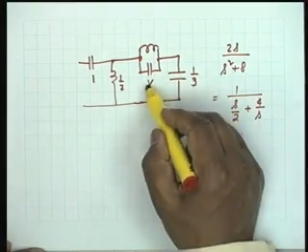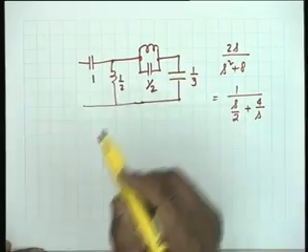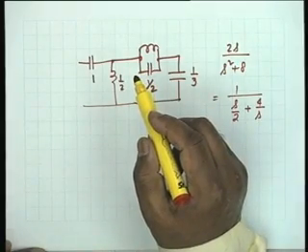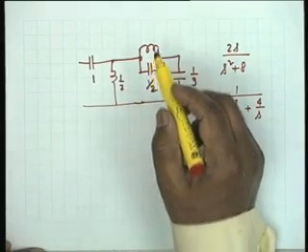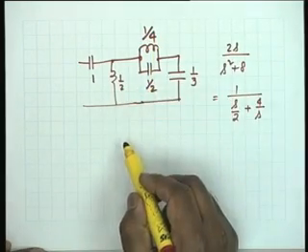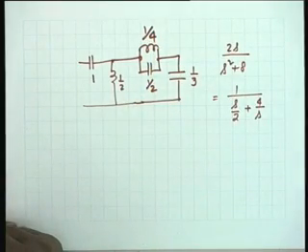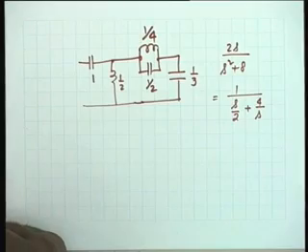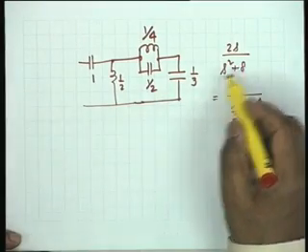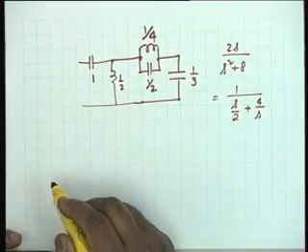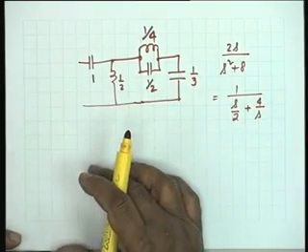So, the capacitor must be half and the inductor must be, pardon me, 1 by 4. The product should be 1/8. Is it okay? The product should be 1/8, LC product. So, 1/4 and half is 1/8, and the problem is solved.